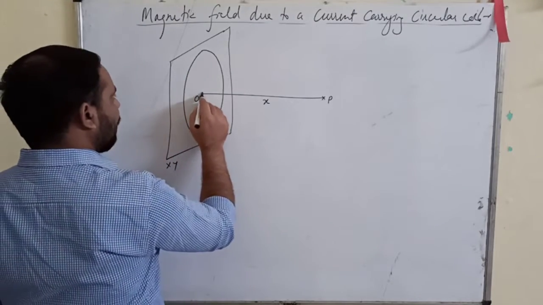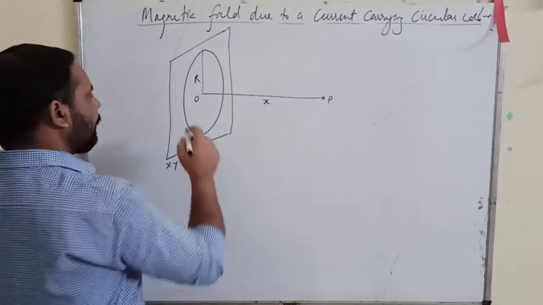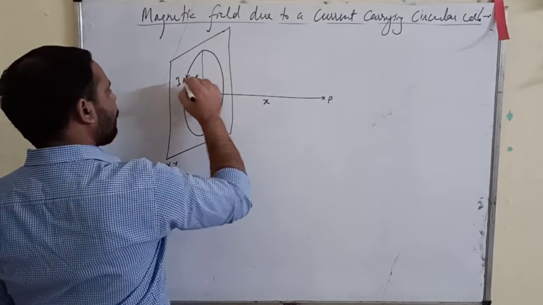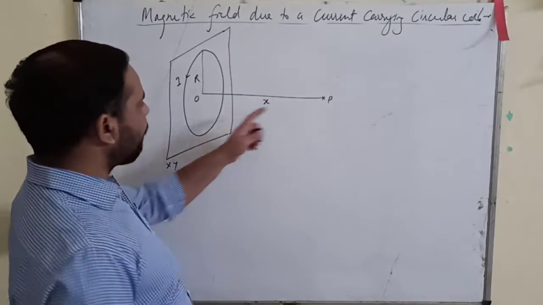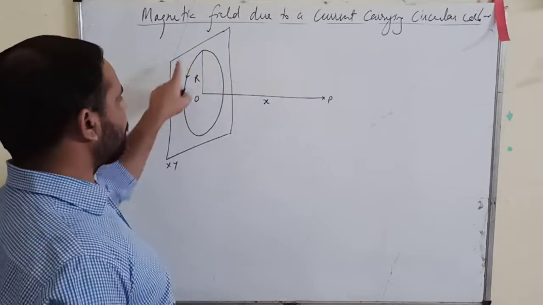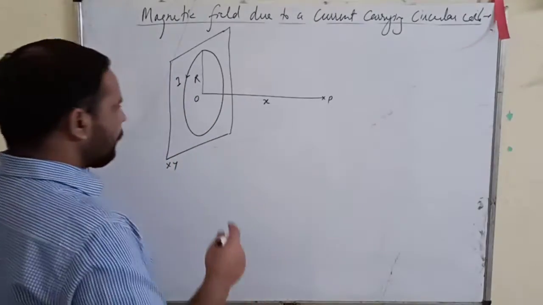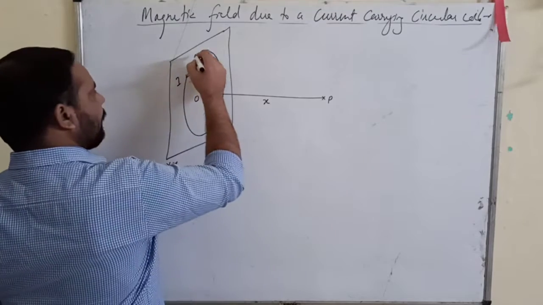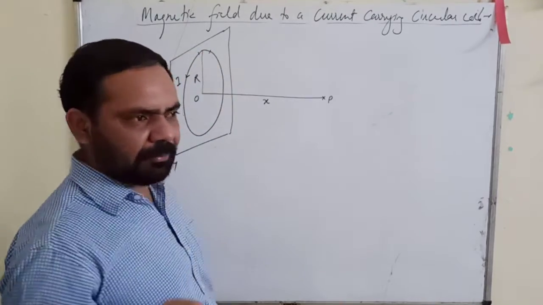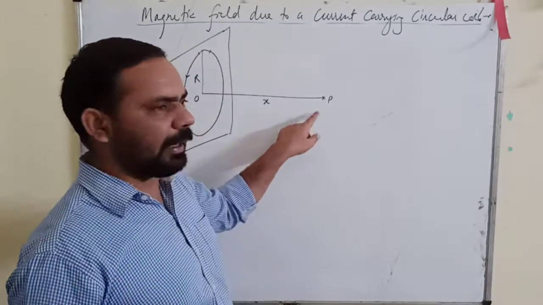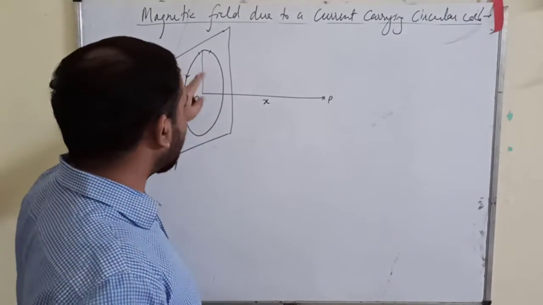Let us suppose that R is the radius of the circular coil and it is carrying a current I in anti-clockwise direction. Now we want to find out the magnetic field at this point P due to this current carrying circular coil. In order to find the magnetic field, we will consider an infinitesimally small part. Again the same way, we will find out the magnetic field due to a current element, the infinitesimally small part of the current carrying coil.